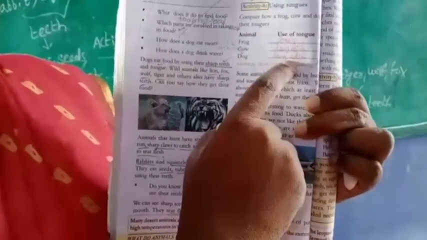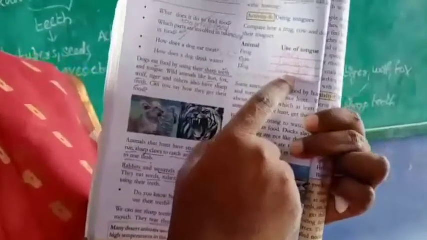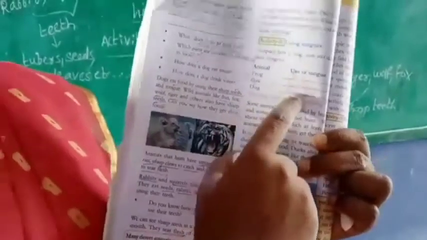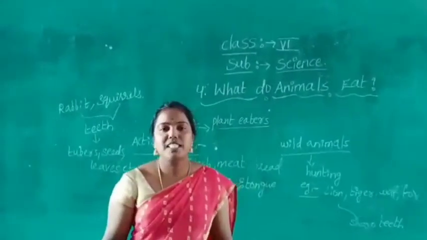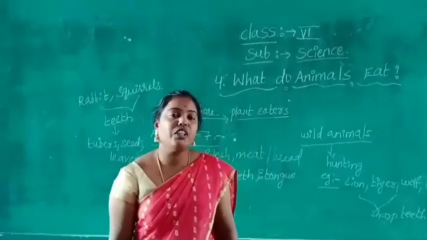Okay, by using its sharp teeth and sticky tongue, the dog catches other animals, meaning the dog hunts other animals. So children, this is about activity 8. Okay, next, getting food without hunting.